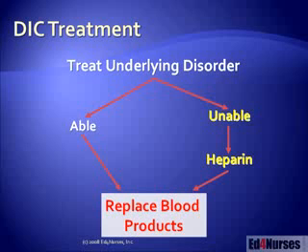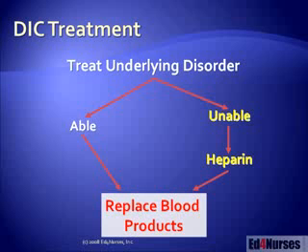If we're able to treat the underlying disorder, we can simply replace the blood products and the patient will probably do well. Now, in many cases in the hospital, we never even see a diagnosis of DIC because we're already doing this. You have a patient who's septic and the patient develops a low platelet count. Don't we give the patient platelets? Well, of course. You see, we're already treating this without even calling it DIC.